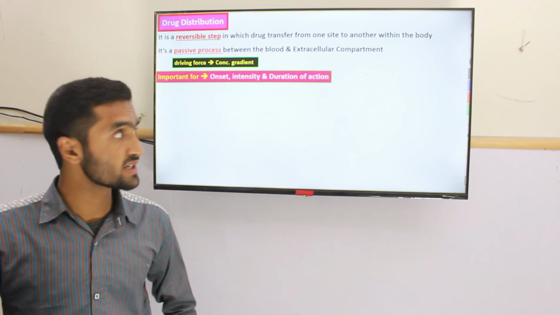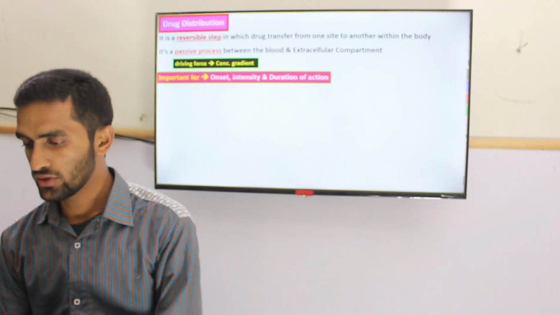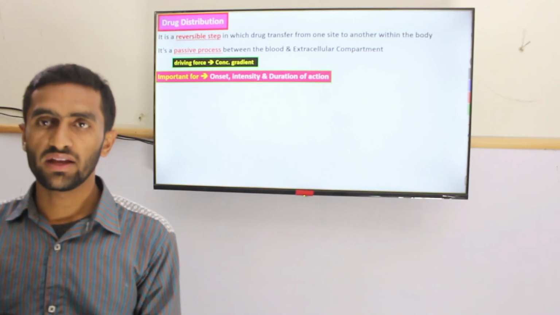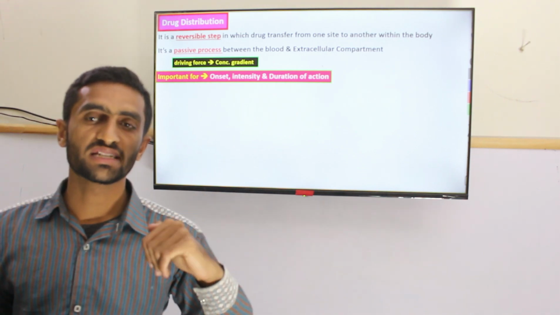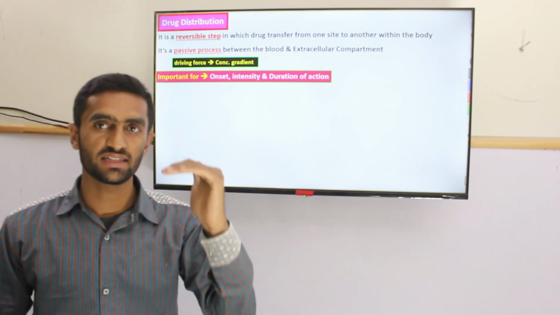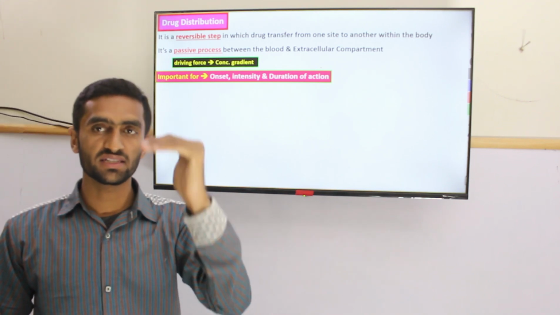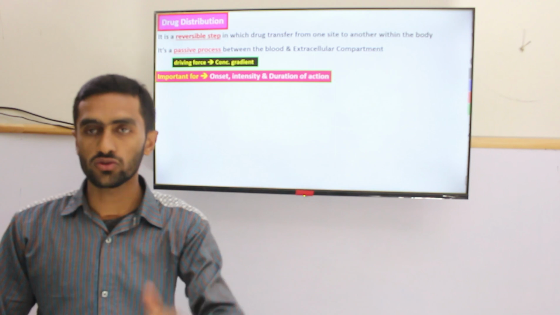So it is important for the onset, the intensity and the duration of your action. Because if it remains in the blood for a longer time, it can perform its action for a longer time. When it reaches a specific concentration, it performs the job, which we can call the onset, then the intensity of the action. So it's totally dependent upon distribution.